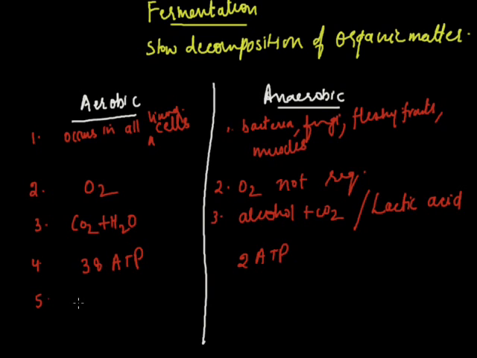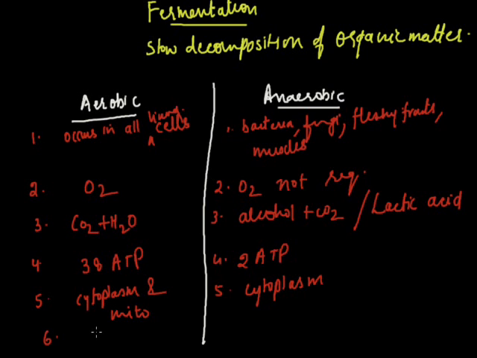The fifth point of difference is that all the reactions except glycolysis take place inside mitochondria, and glycolysis takes place in cytoplasm. So we can write like this: it occurs in cytoplasm and mitochondria. On the other hand, in anaerobic respiration, what is the site of reaction? Cytoplasm only. Mitochondria is not at all involved.